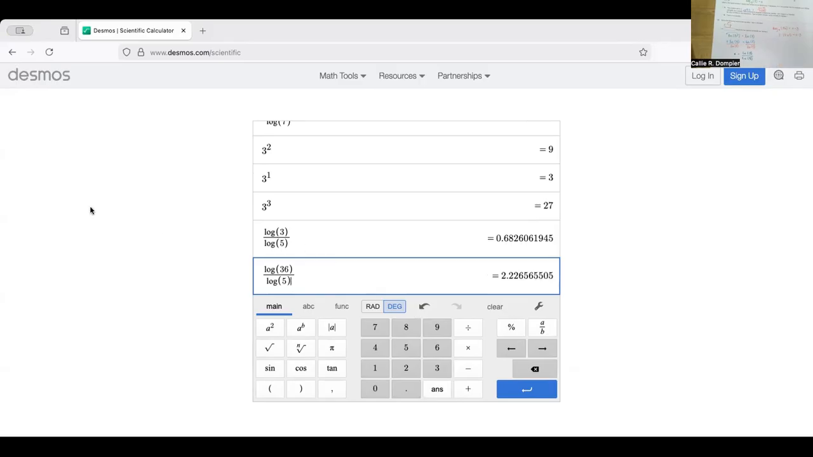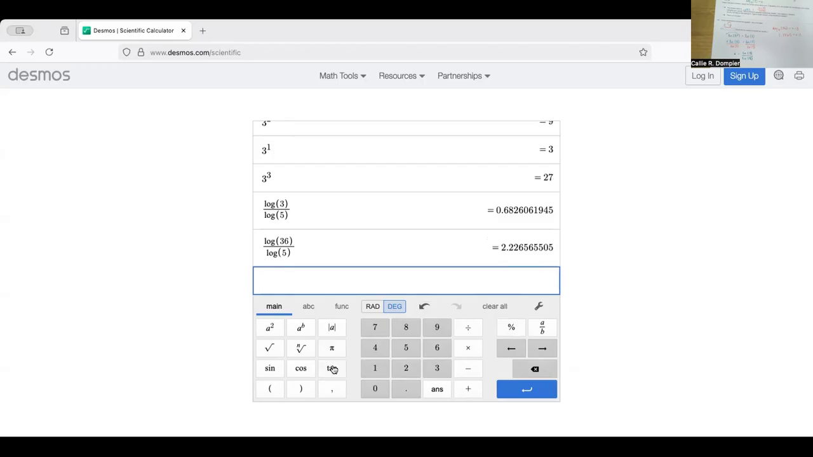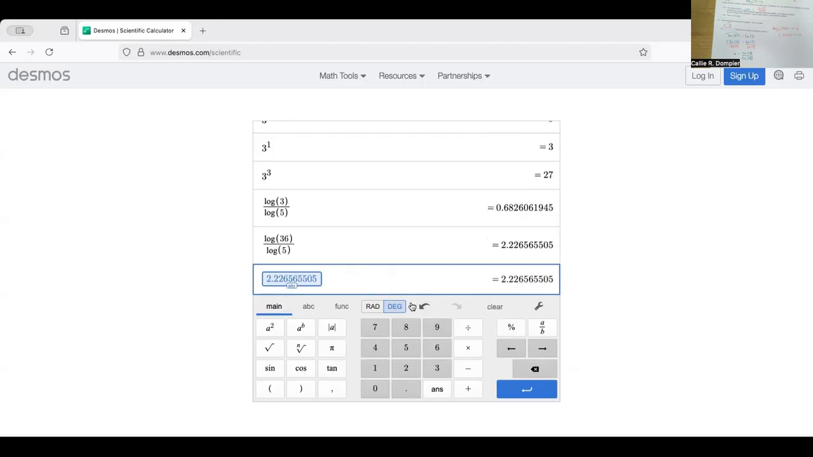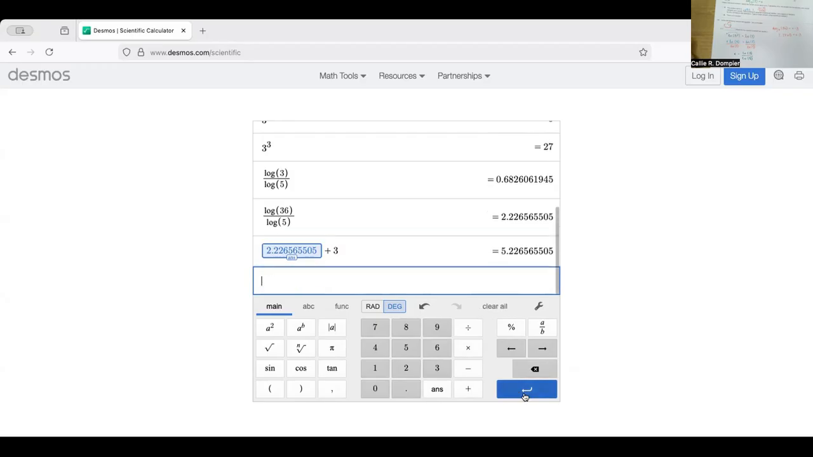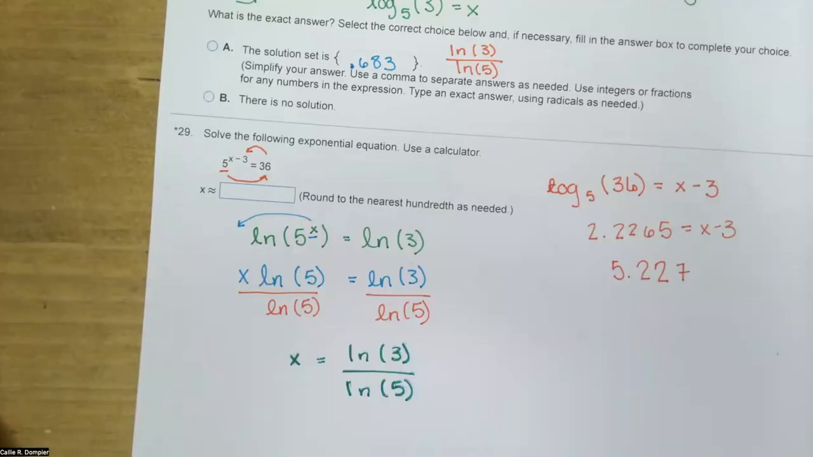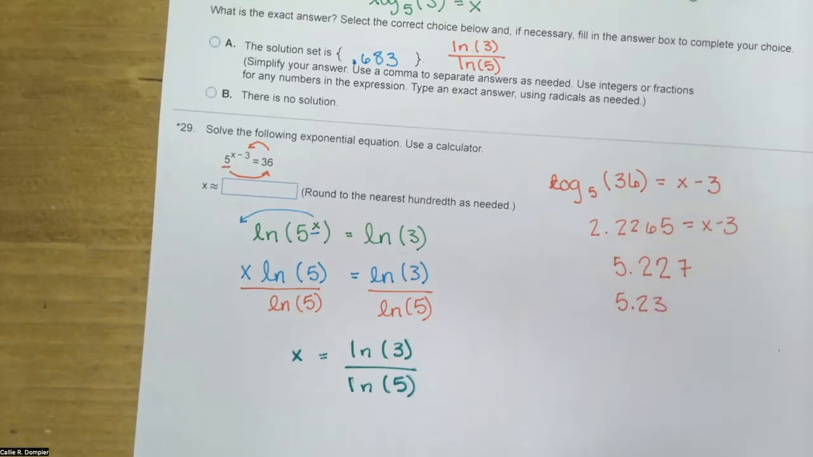What I have to do, my next step, is add 3, right? So before I change it at all, I'm just going to take my answer and add 3. So I get 5.22665, so you can say 5.227. And it says round to the nearest hundredth, so you could even say 5.23 would be the correct answer. Good.